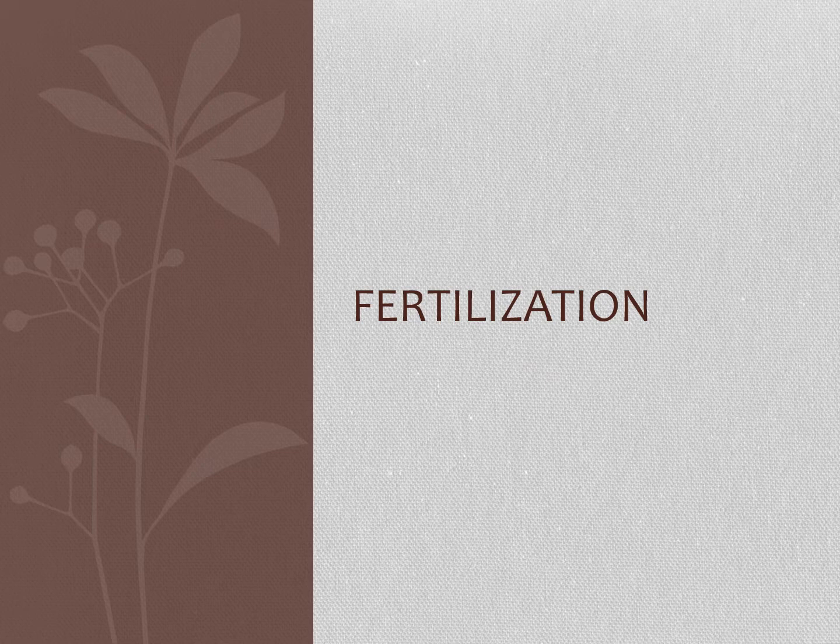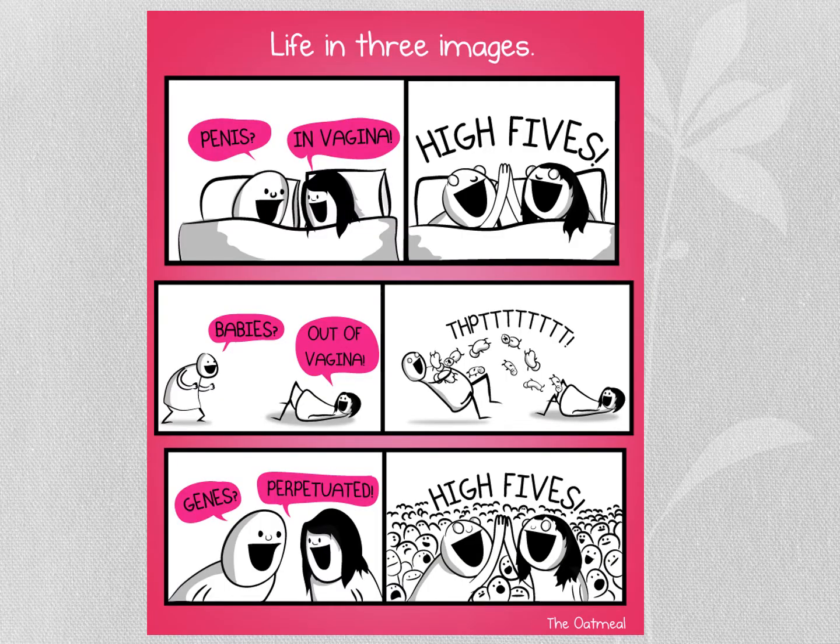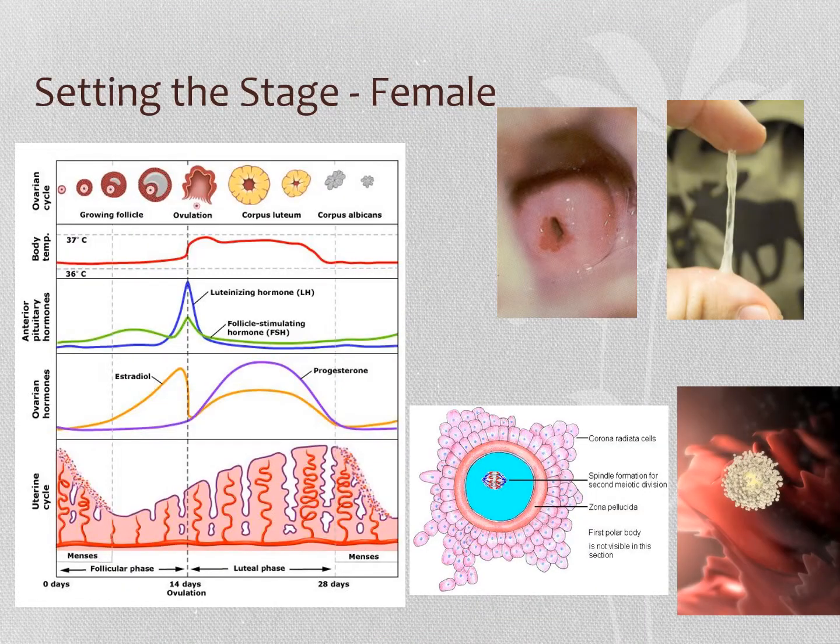So when you think about it, you can represent life in three images, thanks to the oatmeal here for this cartoon. Penis in vagina. High fives. Babies out of vagina. Genes perpetuated. High fives, right? So the whole point of reproduction is to produce more of your species. So how do we make that happen?